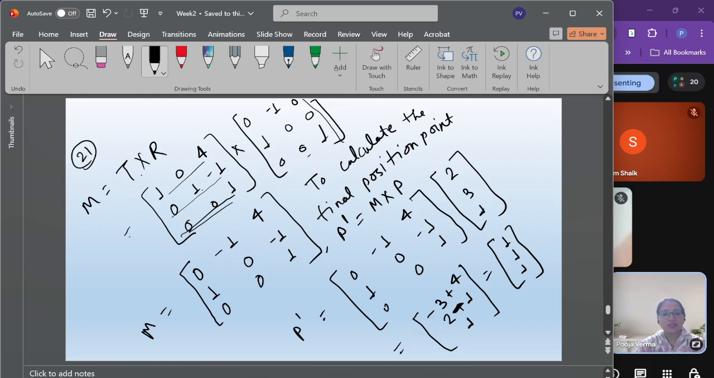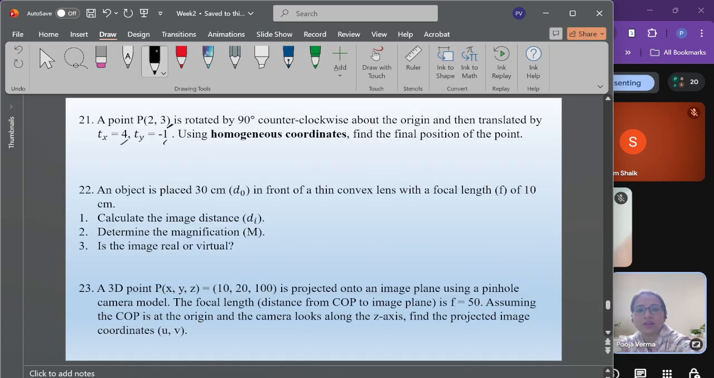Now convert from homogeneous to non-homogeneous, or you can say 3D to 2D coordinates. If you divide, the final position point 1 1 1 gives 1 and 1 in 2D coordinates. So the final position point, or new coordinate, is 1 1. This is the answer for question 21.